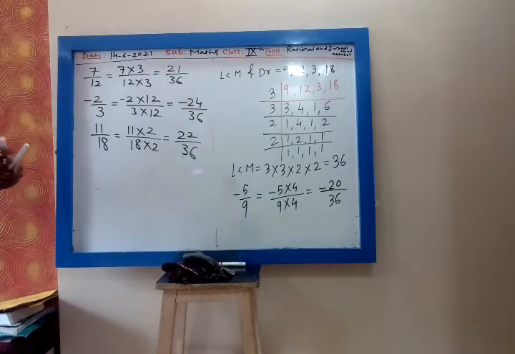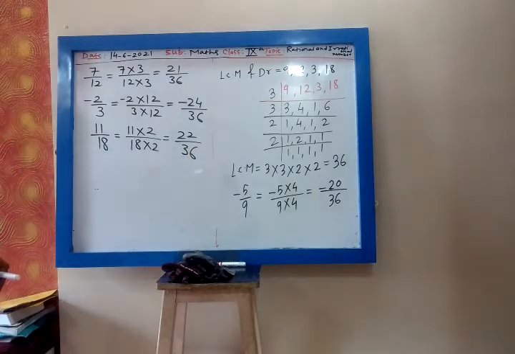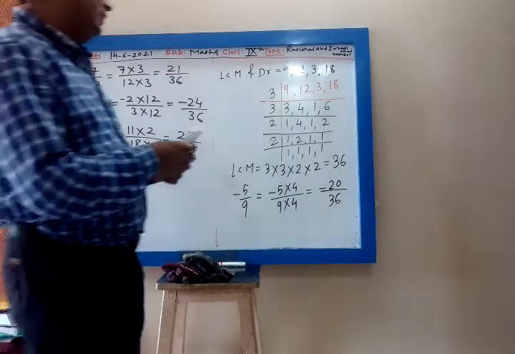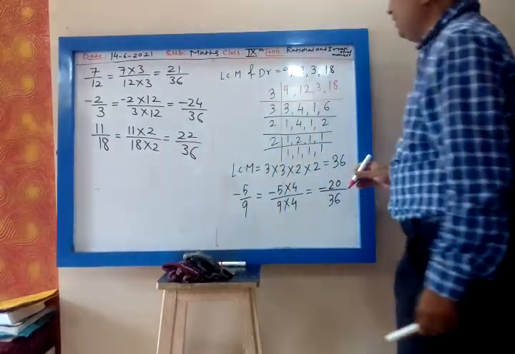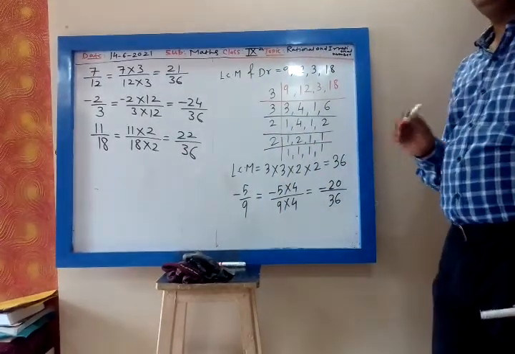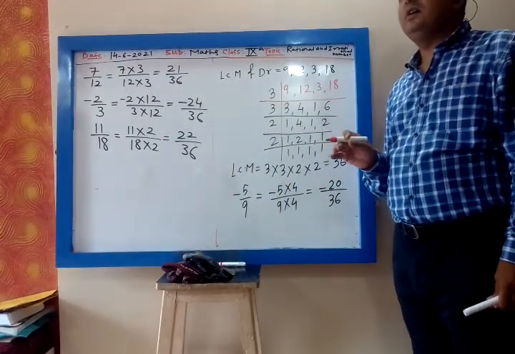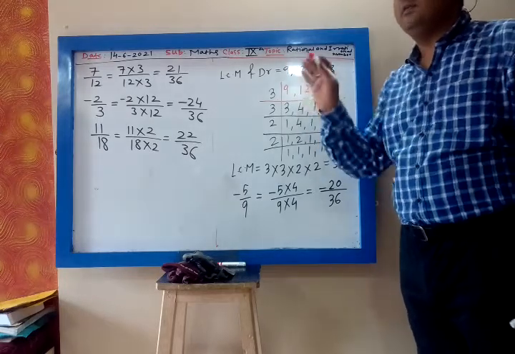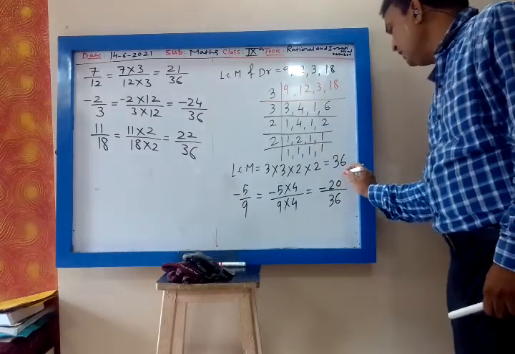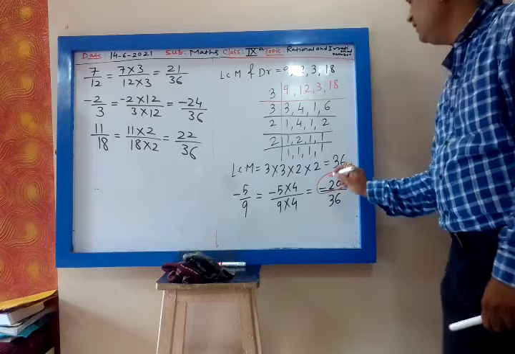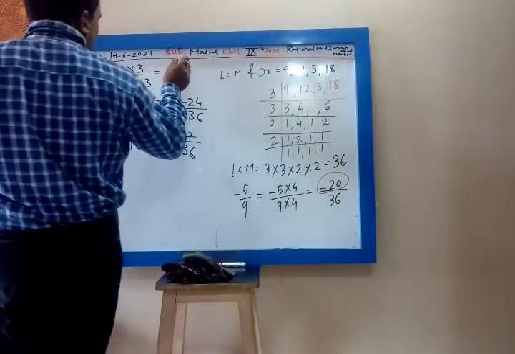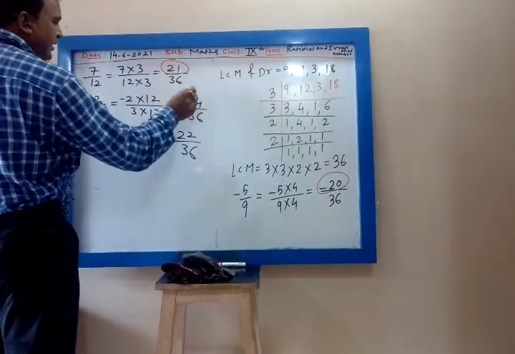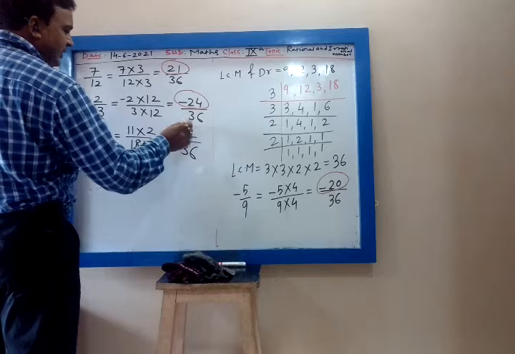So now each rational number we have made with equal denominator. Now to arrange them in the ascending order, I will see their numerators because denominators are equal. So I will see the numerator. Here it is minus 20. Here it is 21. Here it is minus 24. Here it is 22.